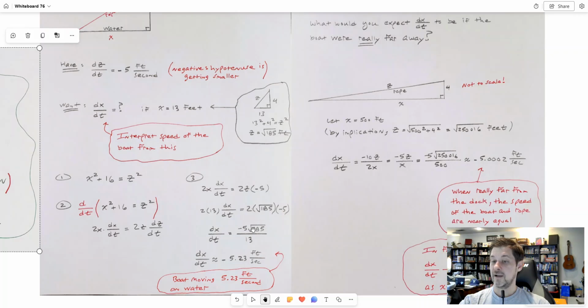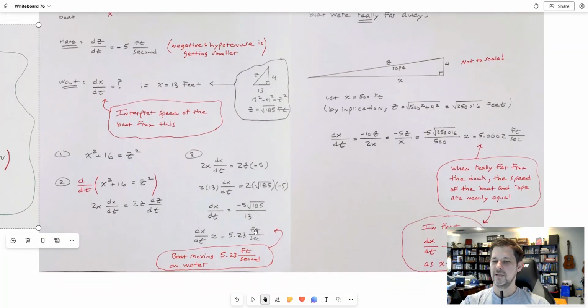So I either already have or I can find everything in this equation, except dx over dt so far. Because I know everything else, and dx over dt is the only thing left, I can solve for it. I could divide by 2 times 13 on that side. If I do a little canceling with the 2's, I'll get -5 root 185 over 13. With a little rounding, that's -5.23 feet per second. So there's your dx over dt.